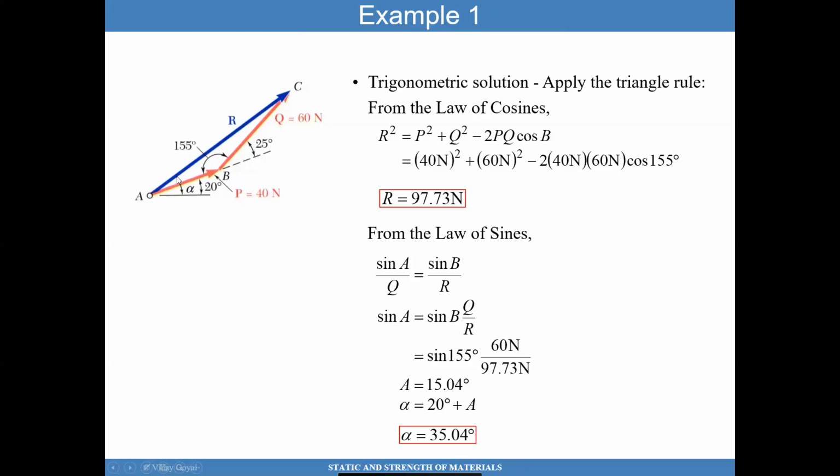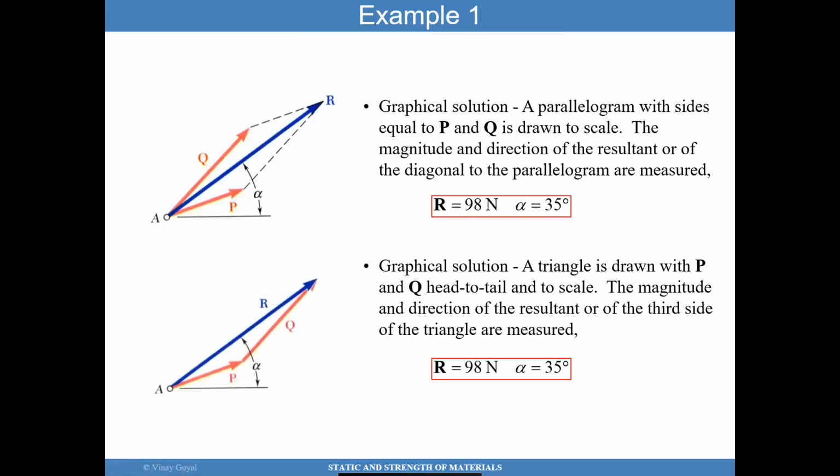That's your angle right there. So therefore, if this is 20 degrees and that's 15.04 degrees, then the total angle is 35.04 degrees. And that's the resultant direction and magnitude. You can see that that matches very well what we got with the graphical solution.